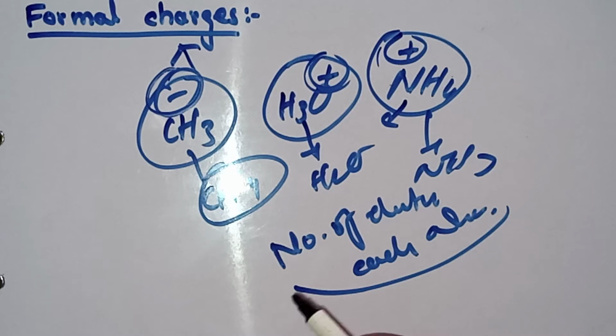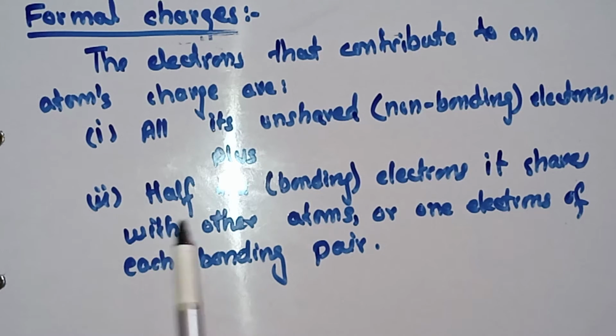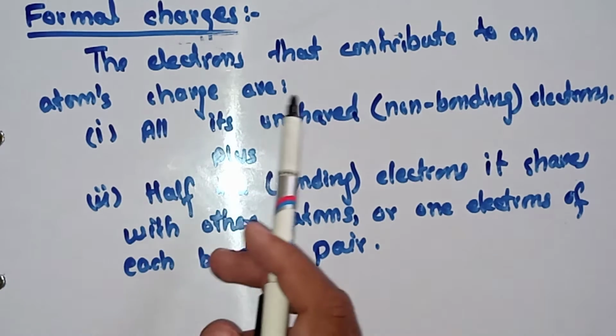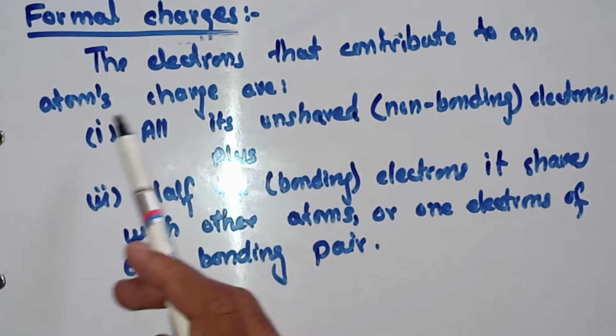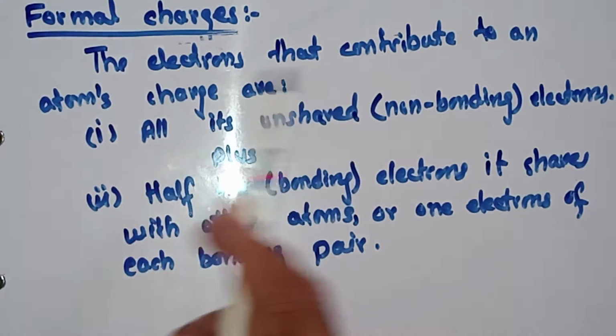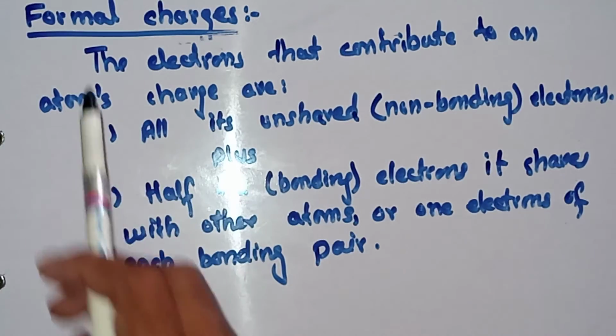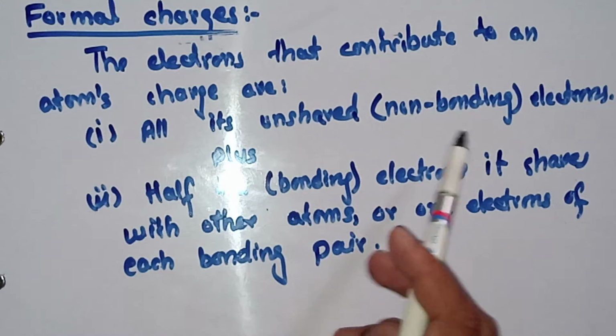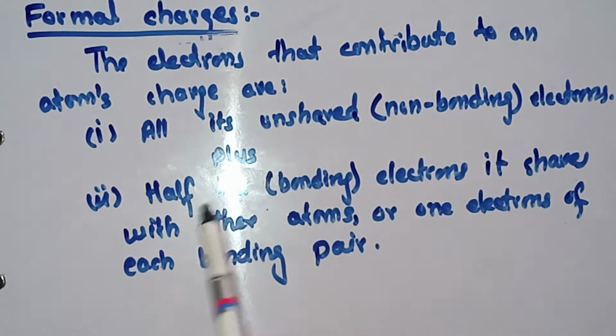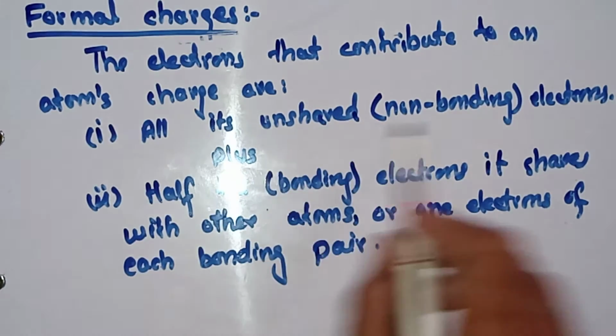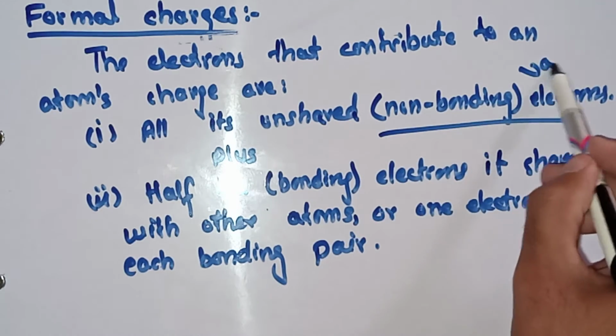Here are two conditions you need to learn. Without these conditions you can't calculate formal charges. Let's start the topic. To calculate the formal charges, the electrons that contribute to an atom's charge are, the first rule, all its unshared non-bonding electrons in the valence shell. It means in the valence shell.